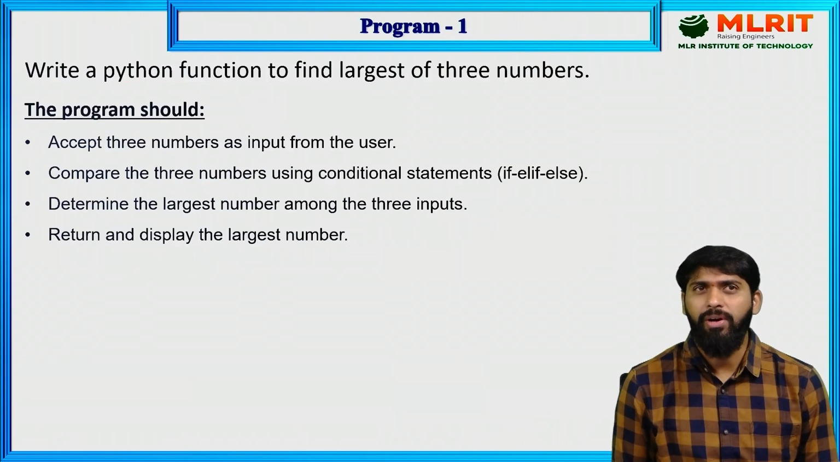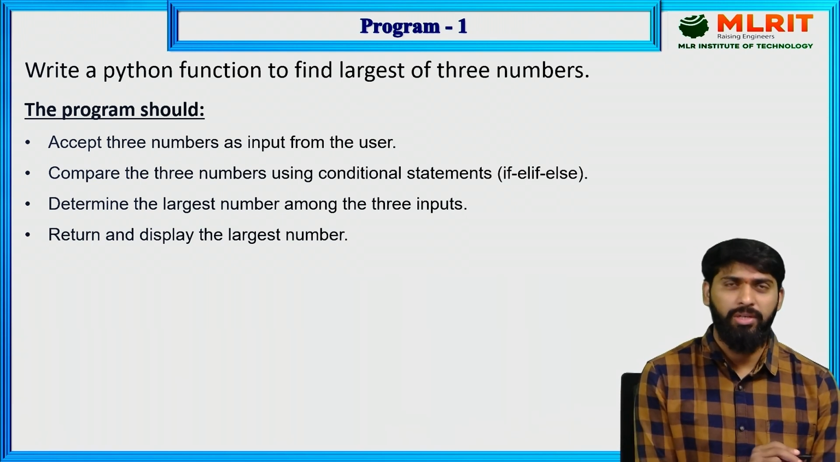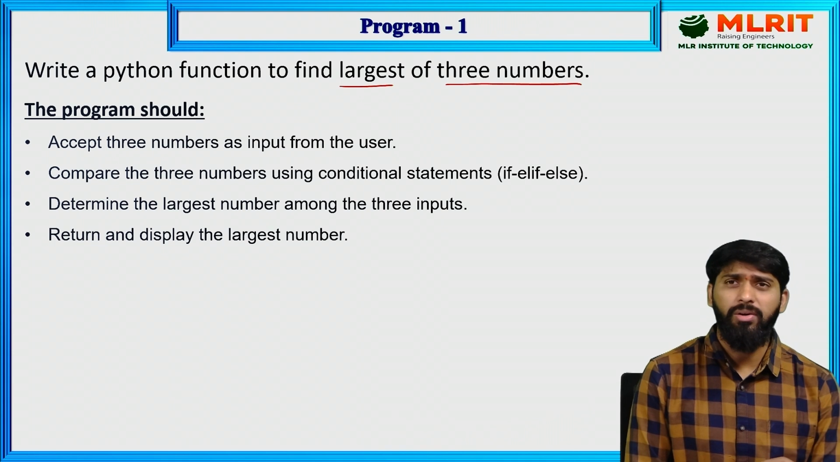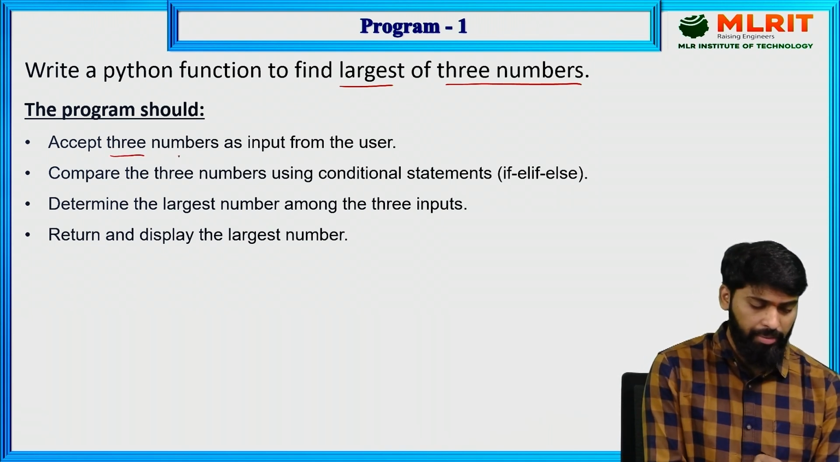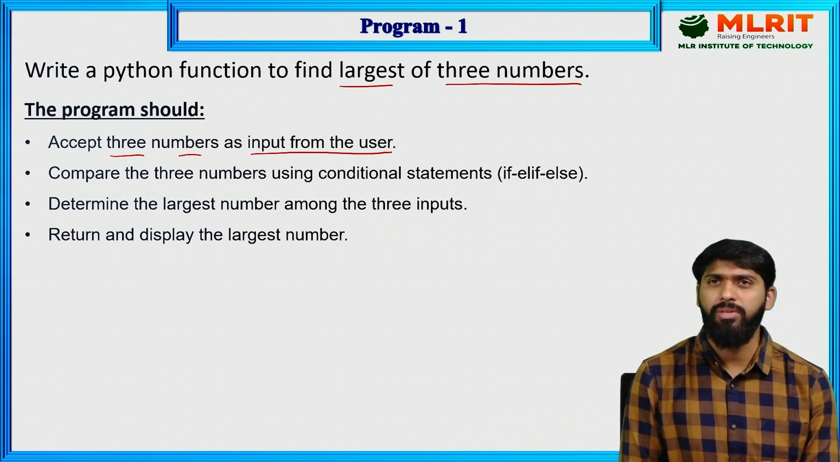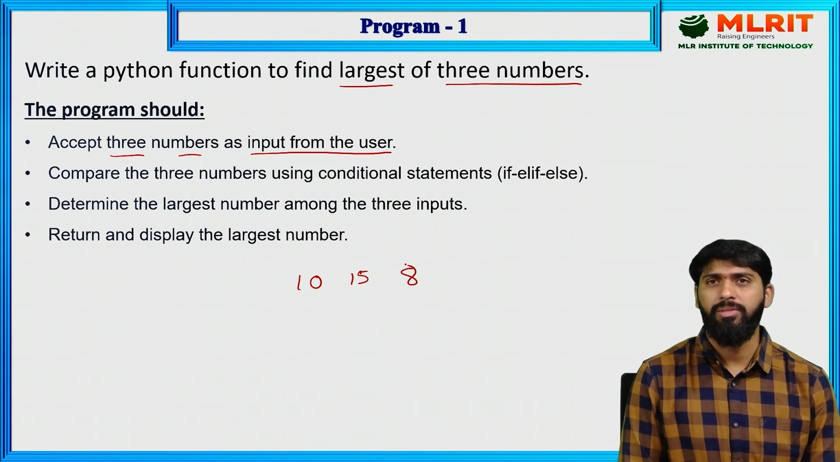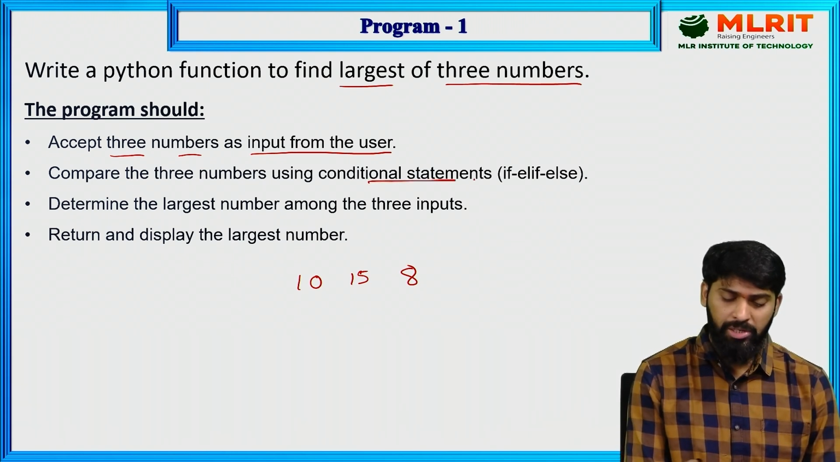So program 1 is write a Python function to find largest of 3 numbers. Now here the program should accept 3 numbers as input from the user. So for example, if I give input like this 10, 15, 8, 3 numbers. Compare the 3 numbers using conditional statements. Use if, else.